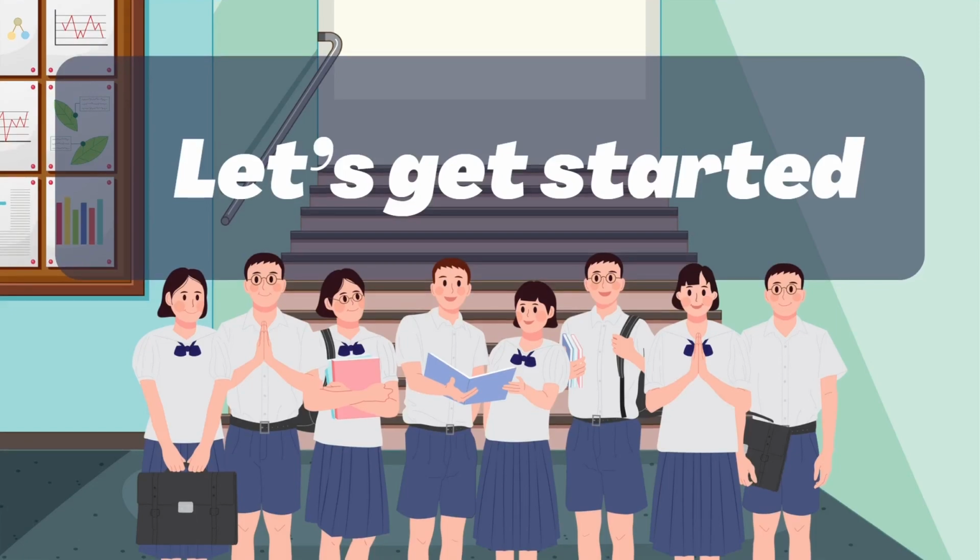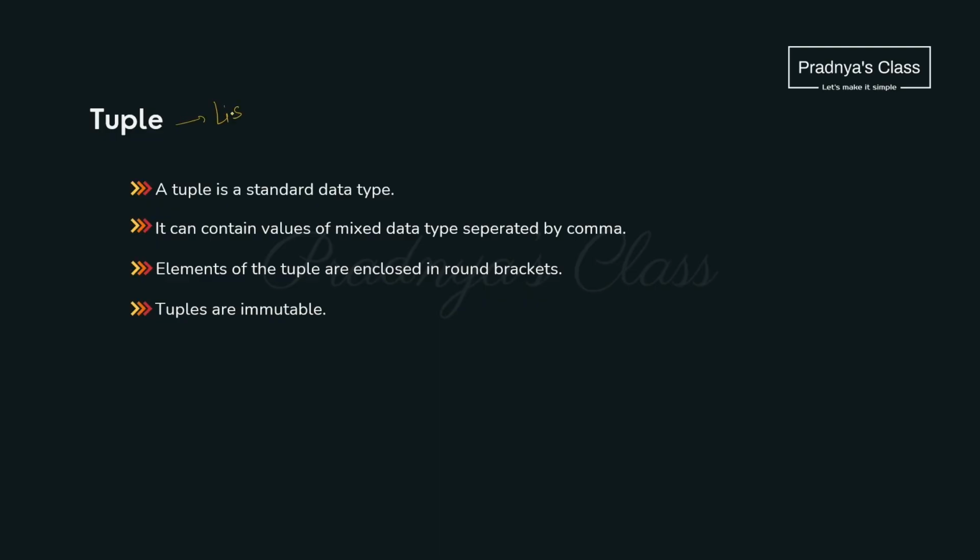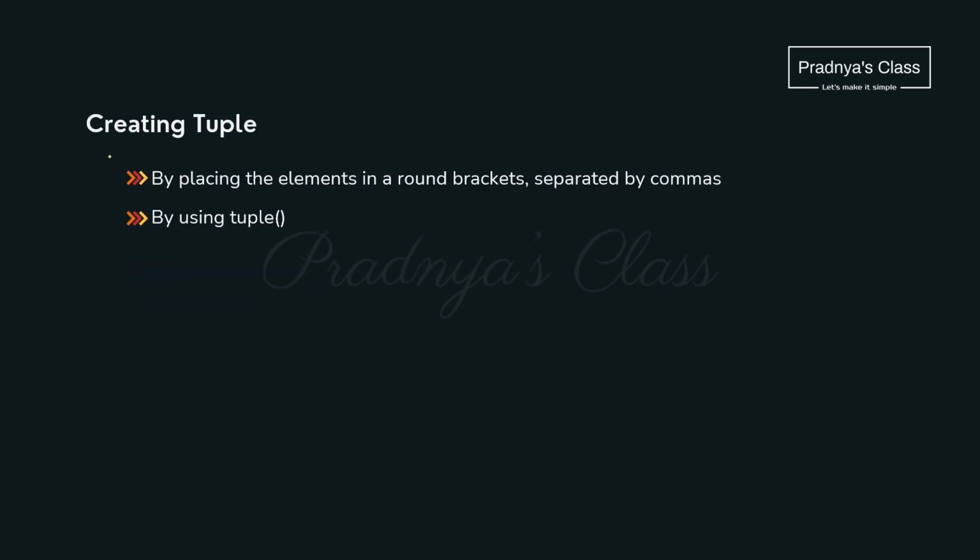Let's get started. Tuple is just like list, but what's the difference? The main difference is that tuples are immutable. We cannot change the content in place. Another difference is we enclose the elements in round brackets. Just like list, tuple also provides mixed data type. Hope you know how to create tuples.